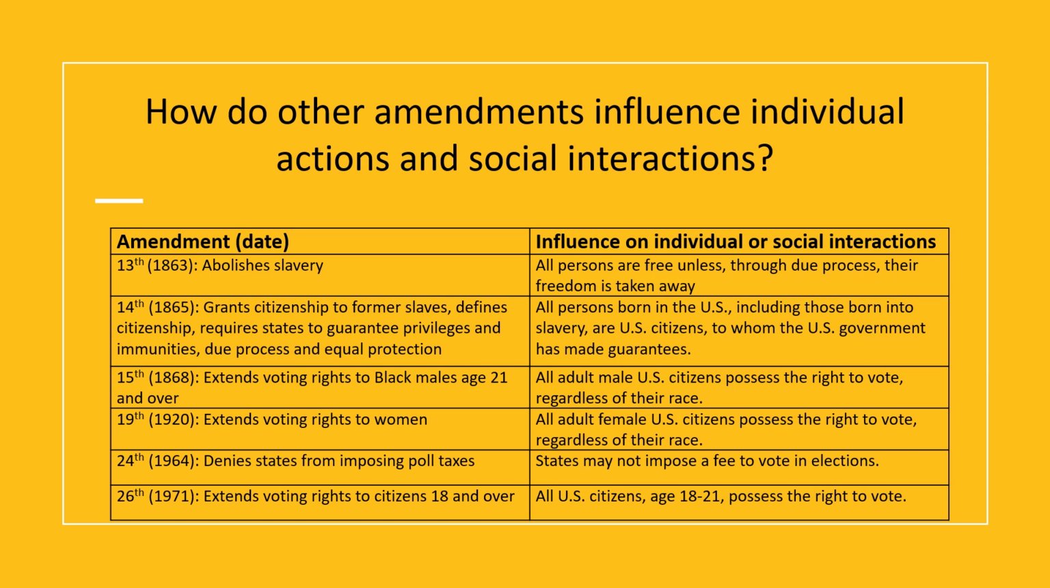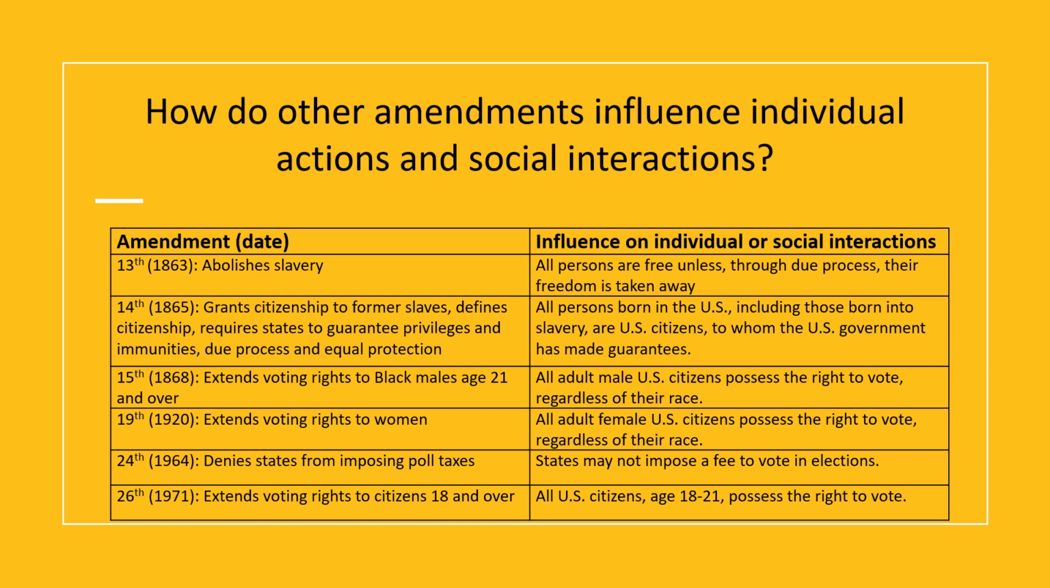Then in 1971, the Constitution was amended again to extend voting rights to citizens 18 and over. Now, previous to this, there were some states that allowed 18-year-olds to vote in some circumstances, but not all. So this basically lowered the voting age, which had been 21 for the whole country because of the 15th Amendment, right? All people 21 and over could vote, including black men, and extended this right to every person 18 and over, as long as they were, of course, a U.S. citizen.